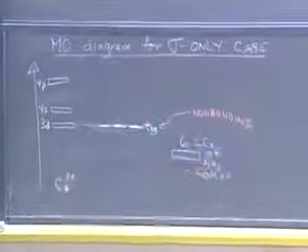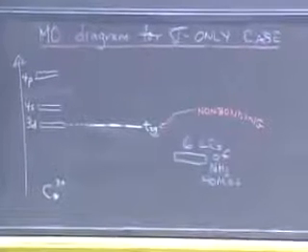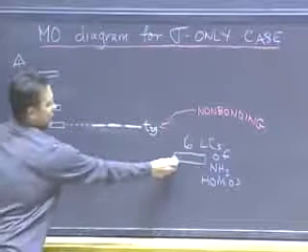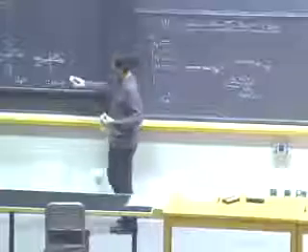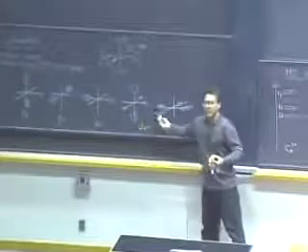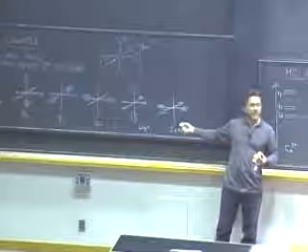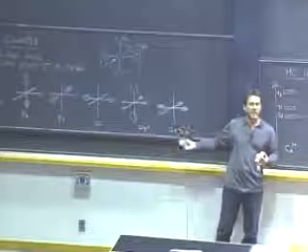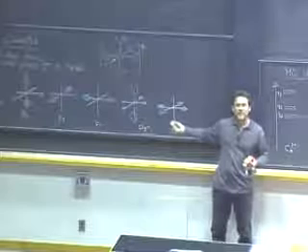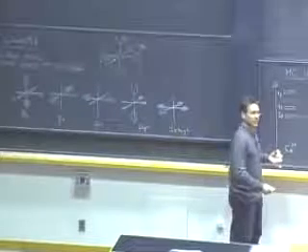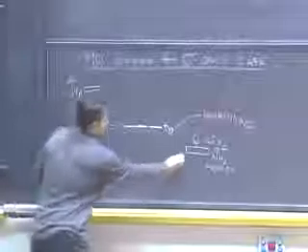Okay, that's T2G. And then what we find is that of these 6 linear combinations, 2 of them, shown right here, have the correct phase properties to make bonding and anti-bonding combinations by interacting with dz squared and dx squared minus y squared. So we show that down here.